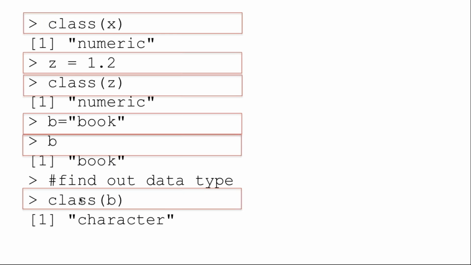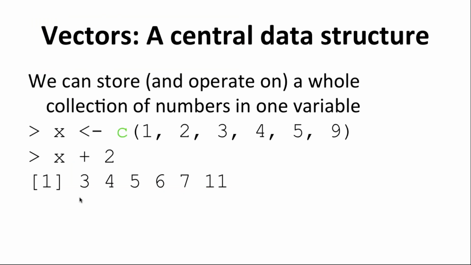Anytime you're not sure what kind of data you're working with, whether it's a variable or a vector, you can always use the class function. Vectors are really a central data structure. So you can store and operate on a whole collection of numbers in one variable. Think of that column in Excel. And we create vectors by using the c function, which means combine.